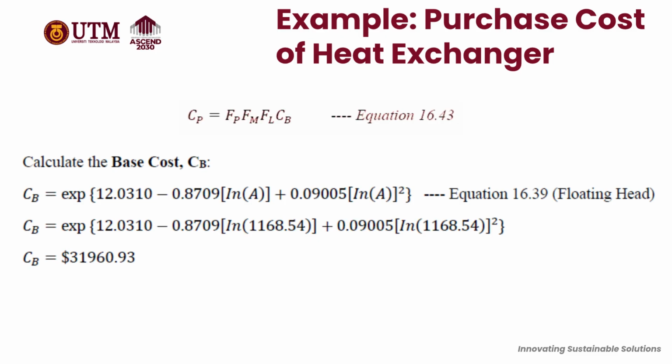In order to calculate the process cost of a heat exchanger, we need to use equation 16.43. And you can see that there are a lot of unknowns inside the equation. Therefore, we need to solve the unknowns one by one. First is the base cost, CB. So we are using the equation from 16.39, which is the equation for floating head. If we are using a different type of shell and tube heat exchanger, we need to use a different equation. And from here, we can calculate the CB value.